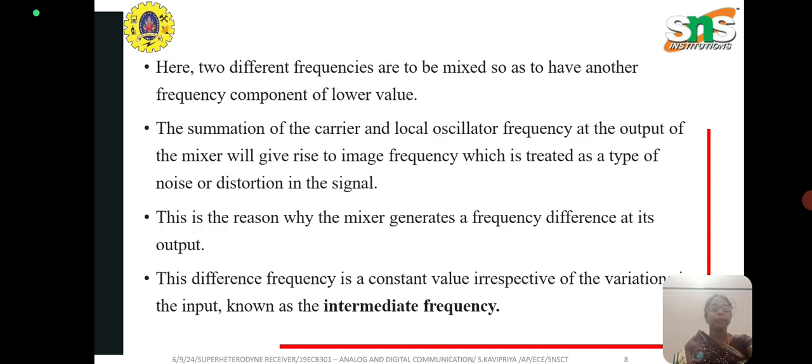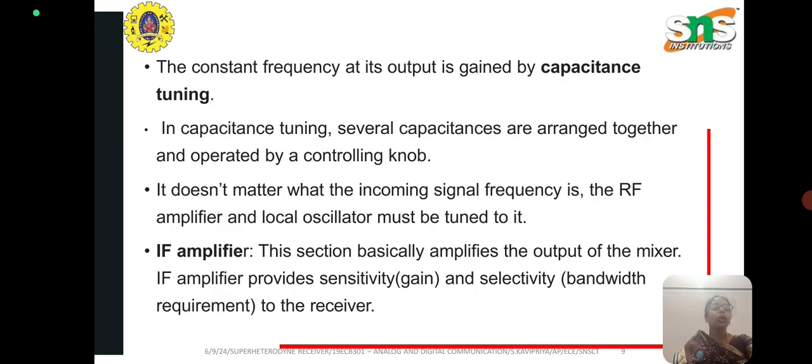The mixer mixes the carrier frequency with the frequency of the signal generated by the local oscillator. The summation of carrier and local oscillator frequency at the output of the mixer gives rise to an image frequency, which is treated as a type of noise or distortion. This is the reason why the mixer generates a frequency difference at its output. This difference frequency is at a constant value irrespective of variation of the input, known as the intermediate frequency. In capacitance tuning, several capacitors are arranged together and operated by a controlling knob.